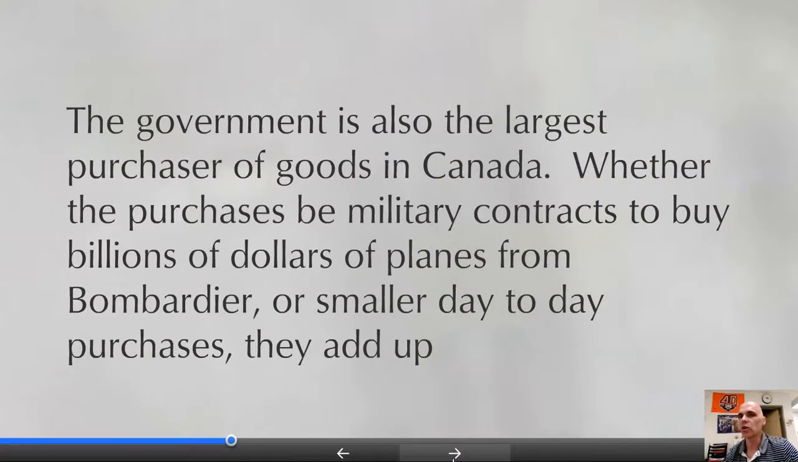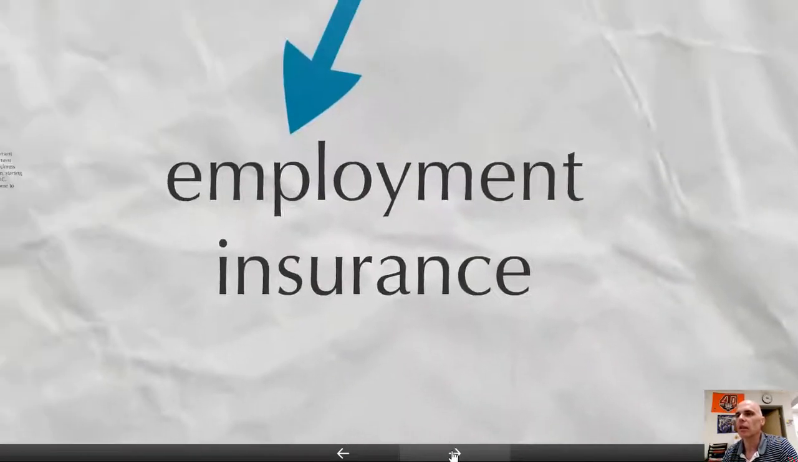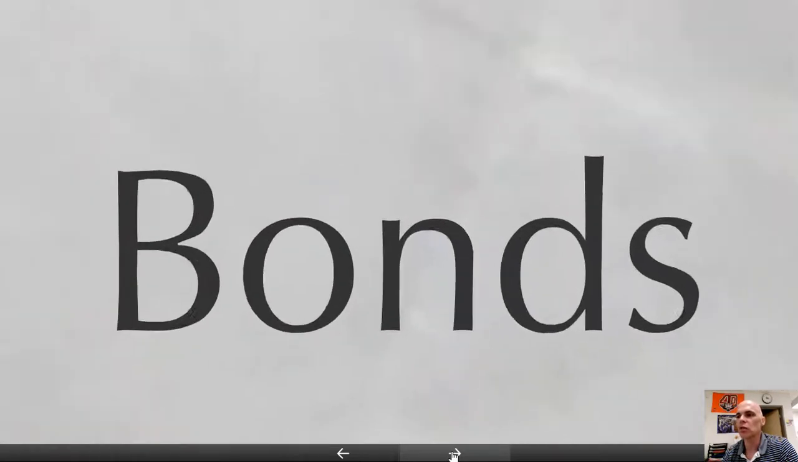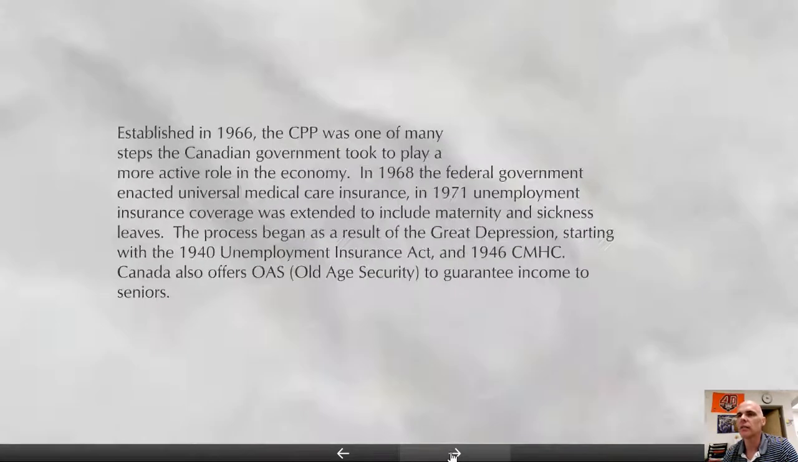Government is also the largest purchaser of goods here in Canada. Whether they purchase through the military contract, you need to buy airplanes. Do we buy from Bombardier from Quebec or Boeing from Washington State? That's going to impact Canada's economy. Provide employment insurance. They sell bonds.